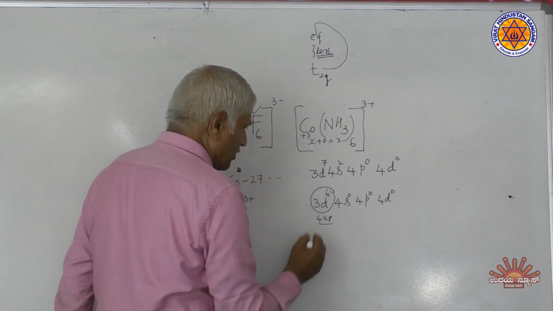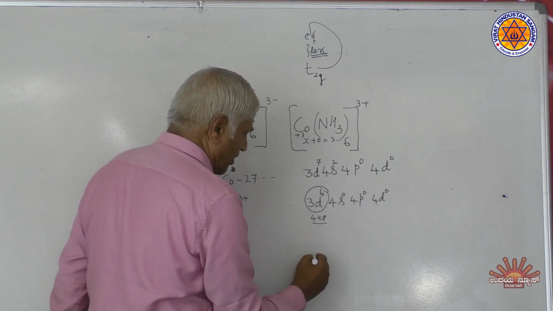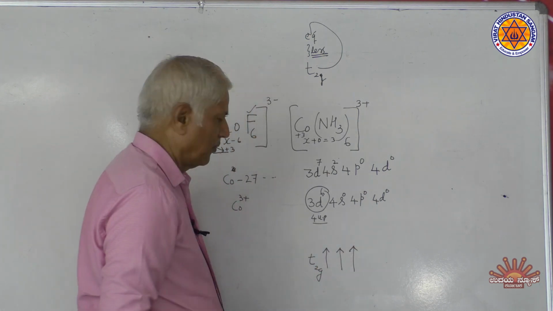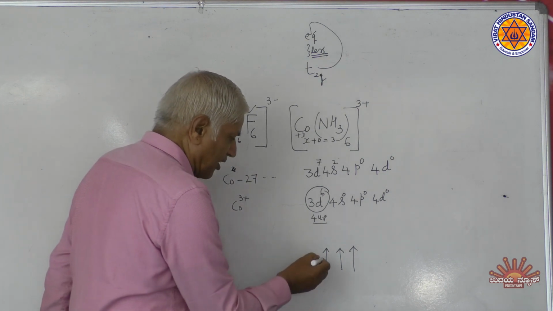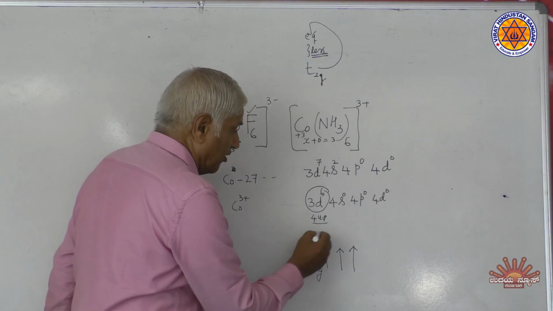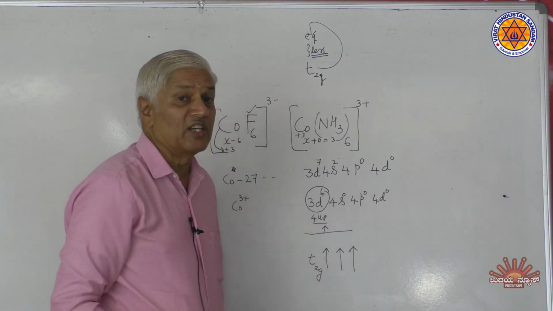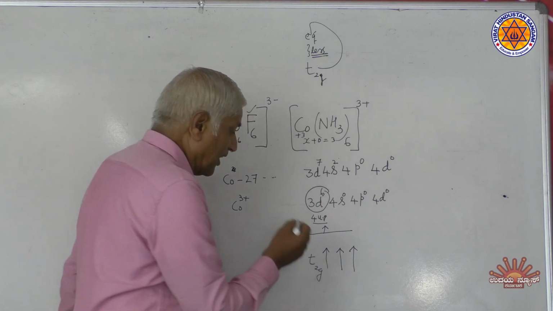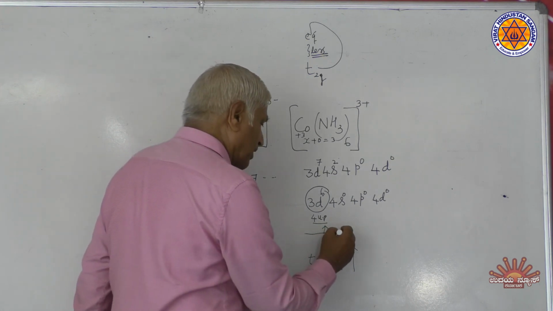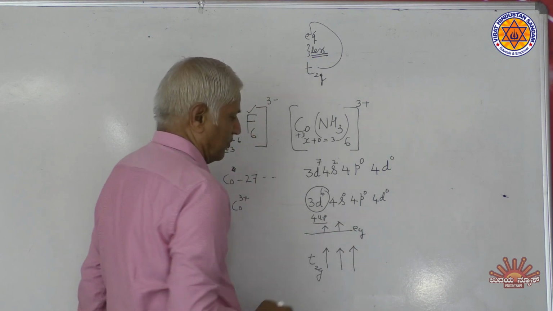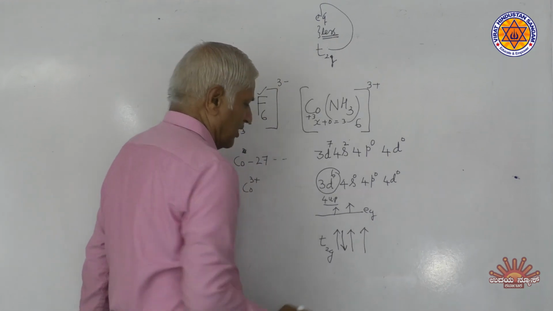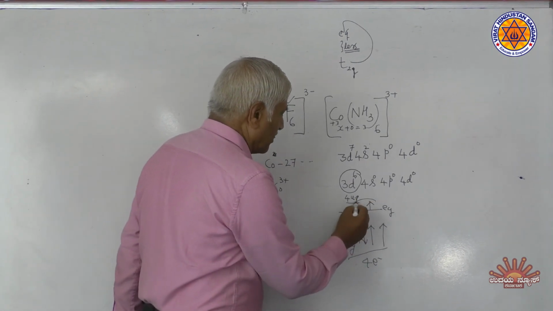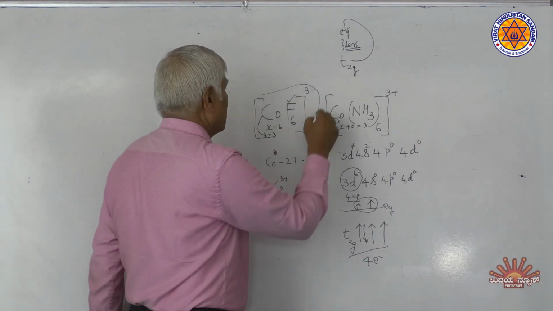Look here, out of these 6 electrons, 3 electrons occupy t2g. Okay? The 4th electron, instead of getting paired with t2g, finds it easy to occupy the eg orbital. Eg orbital occupation demands less energy than the energy required for getting paired. The 5th electron also occupies eg orbital. The 6th electron gets paired. So we will have 4 electrons in t2g, 2 electrons in eg in the case of [CoF6]3-.